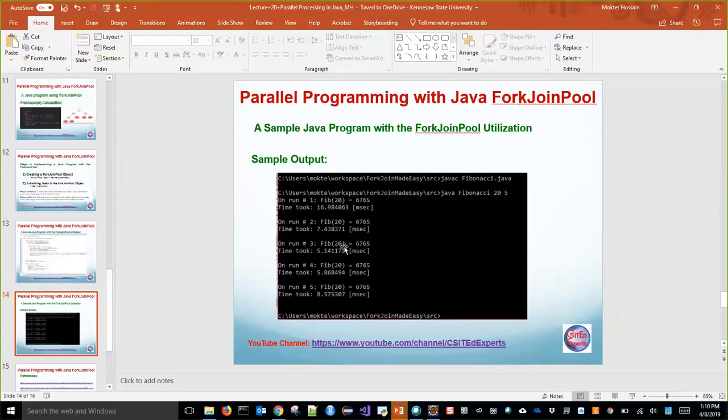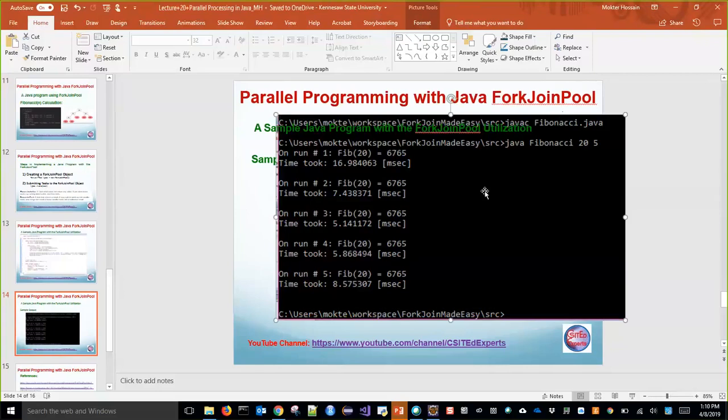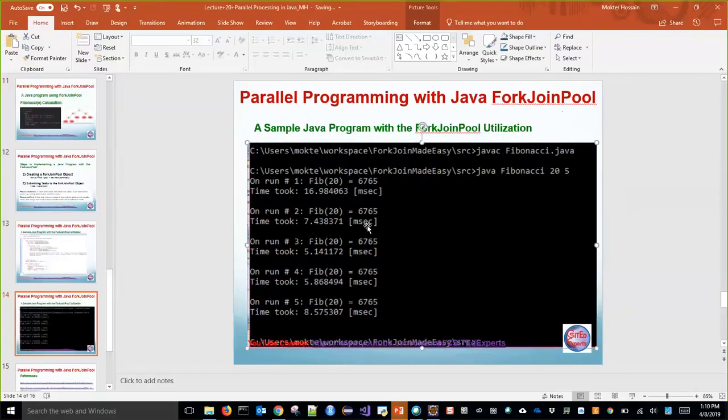You will see that for the first run it took 16 milliseconds, for another run it took 7 milliseconds, and it took 5 milliseconds, and it took 8 milliseconds. When we discuss this, then you will understand why there is a variation in the running time.